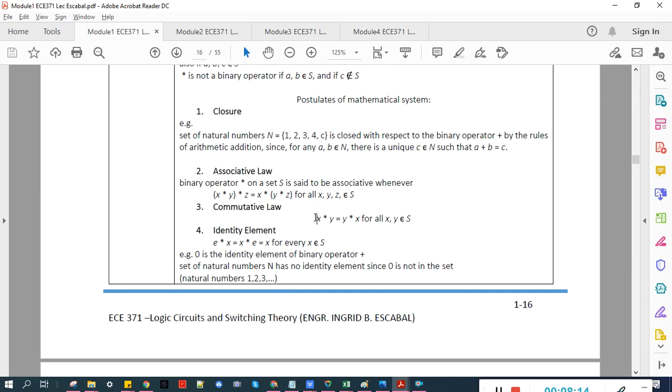Commutative law is between the ordering of the elements. So x, y, and then for the right side, we have y before x.